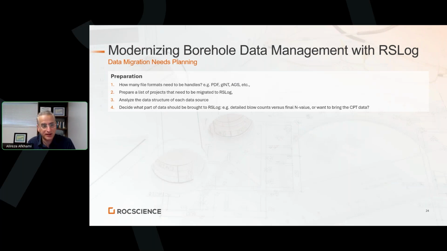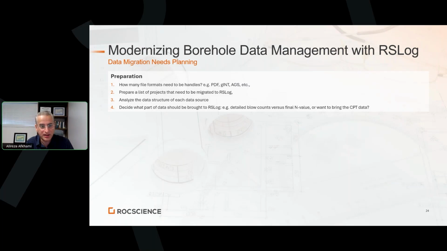It needs resources. But the first question is, how many different file formats do you have? In what formats is your data saved? Is all your data in gINT, or do you have some in PDF, some in gINT, and even those in PDF have different log templates, right? Different gINT versions of your database. And then prepare a list of projects that should be imported into RSLog.